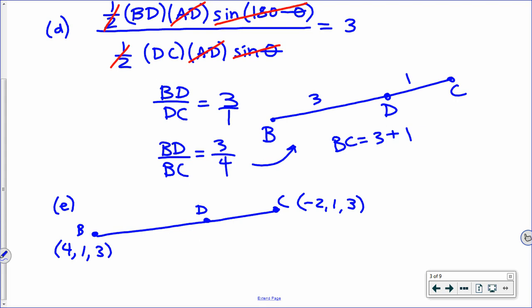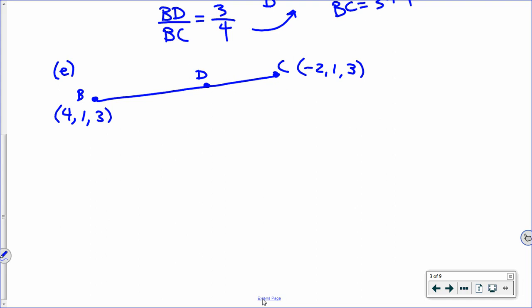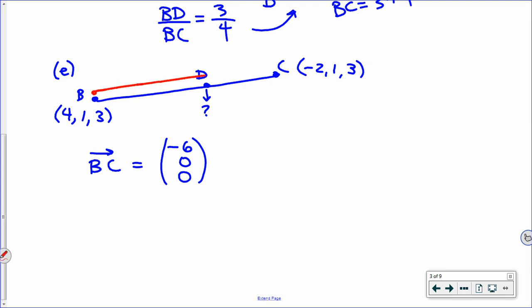Give myself a little more room to work this out. It might be helpful for you to think about, if we're trying to find the coordinates of this point D, the vector to get from B to C would be a -6 for your horizontal component. You can get this by subtracting, right? C minus B. -6, 0, and 0. And instead of trying to travel starting from B, instead of trying to travel that entire vector, we want to travel only this far. So it's going to be a vector that goes the same direction as -6, 0, 0, but has a shorter magnitude.